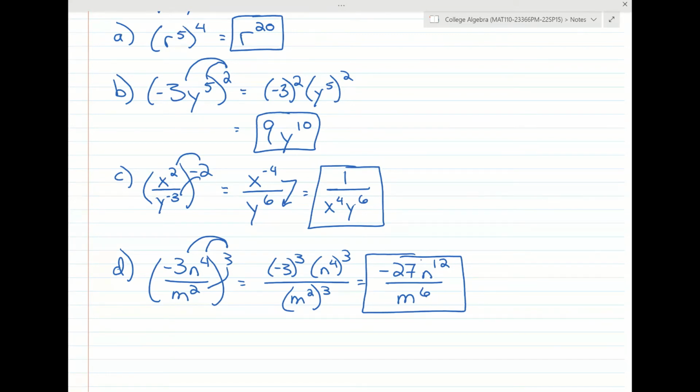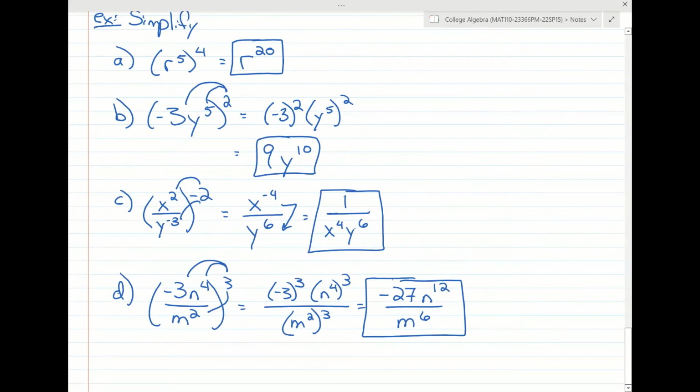You only switch positions if the exponent is negative. So because we don't have negative exponents, everything stays where it goes, right? We're only concerned about the exponent being negative. If the leading coefficient's negative, it has nothing to do with it. We just leave it alone, right? You're welcome. All right.